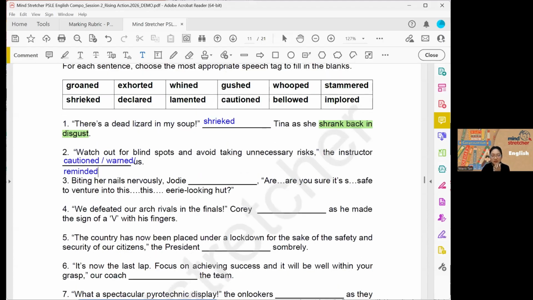Biting her nails nervously. Oh, wonderful phrase. Learn it for your composition. Biting her nails nervously. So this is show. Okay. With a bit of tell nervously, but mostly show. Okay. Biting her nails.